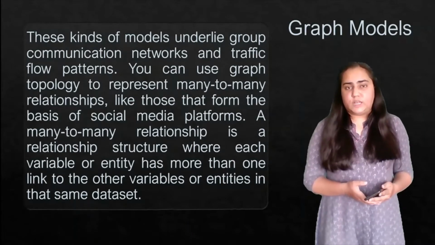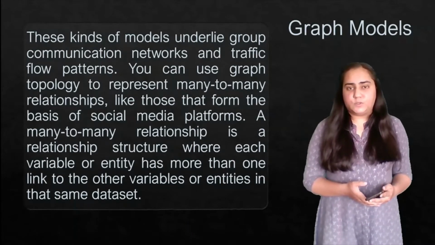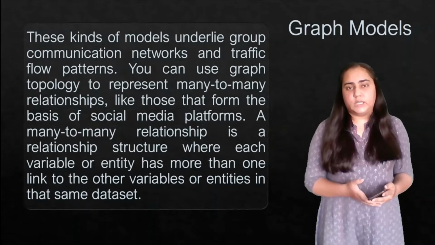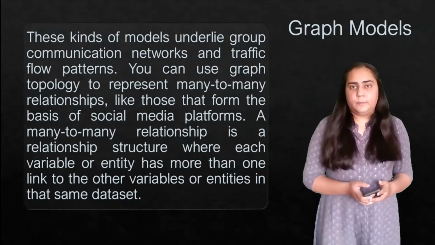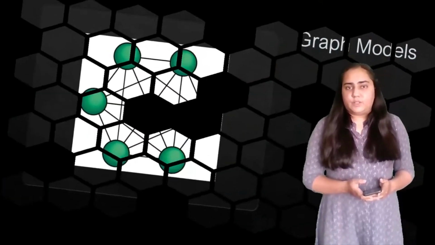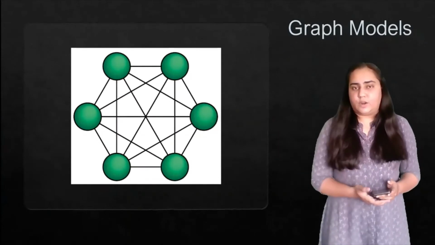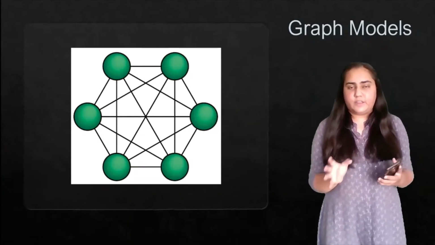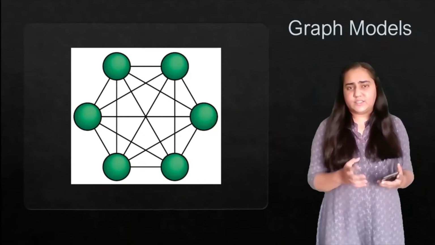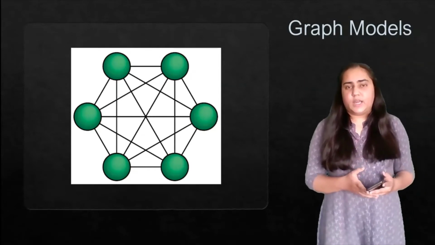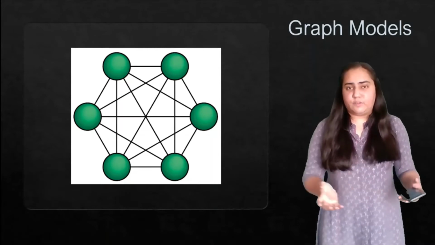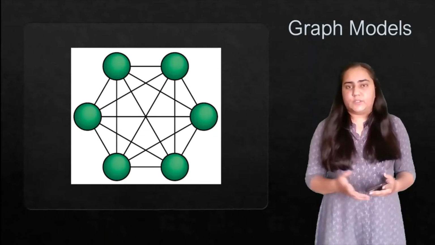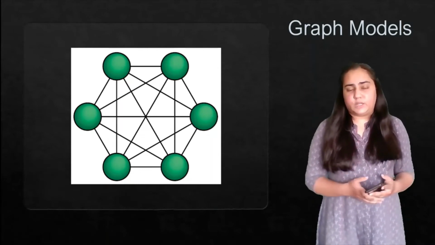A many-to-many relationship is a relationship structure where each variable or entity has more than one link to the other variables or entities in that same dataset. So let's take a look at a picture of that. This is a graph model. You can see there are six circles or bubbles, and they are practically connected with everything. So each one is connected with everything else. And that's why it's a graph model, because it's a many-to-many relationship.